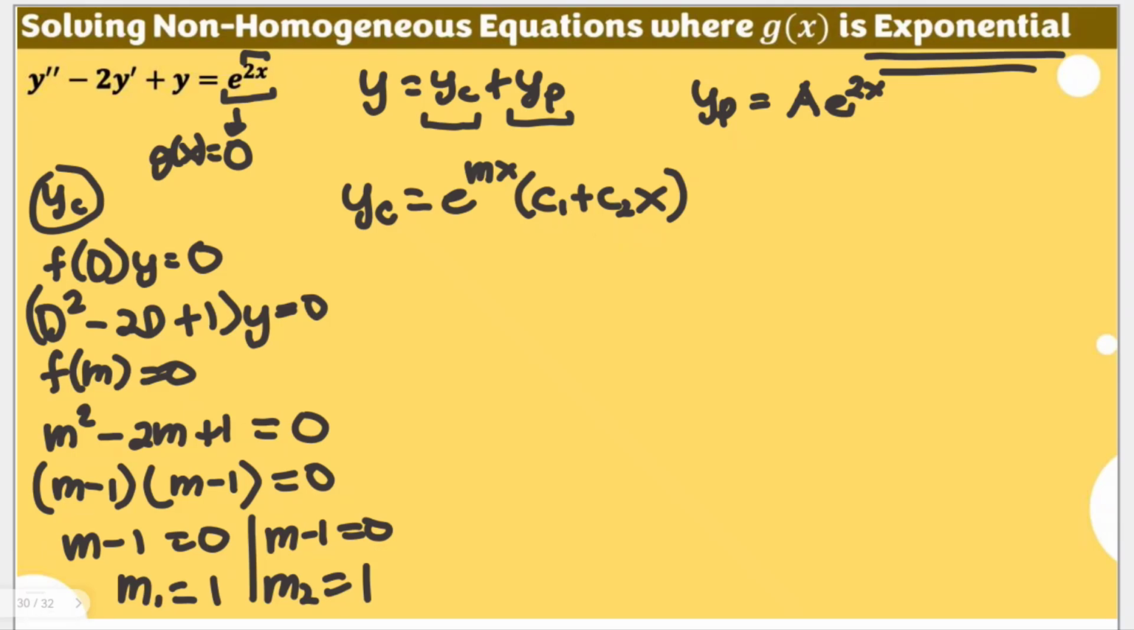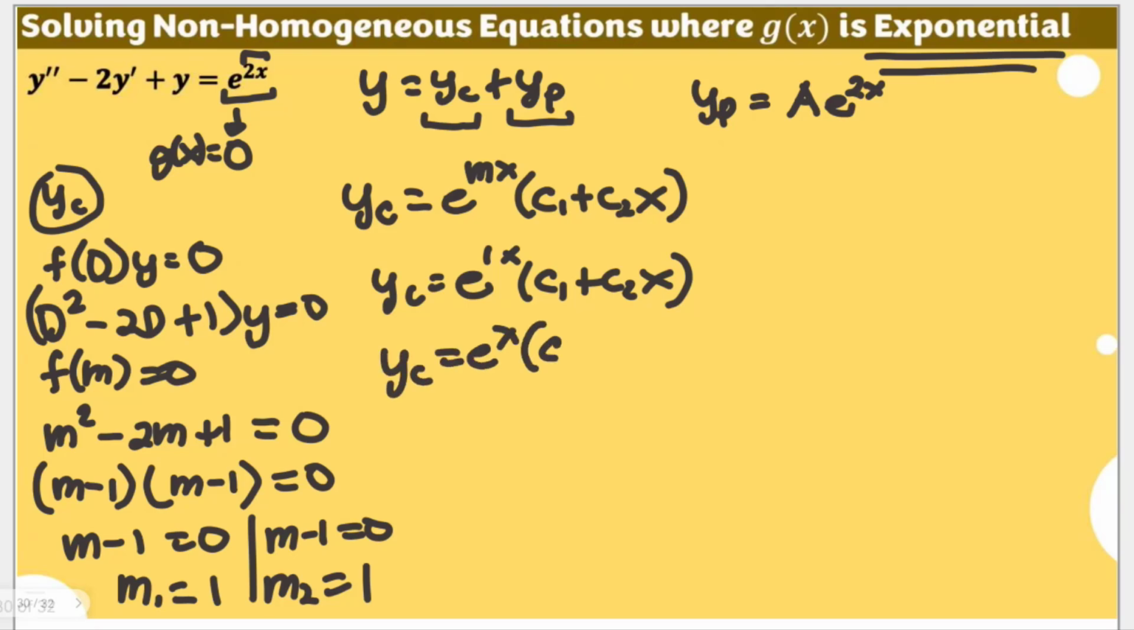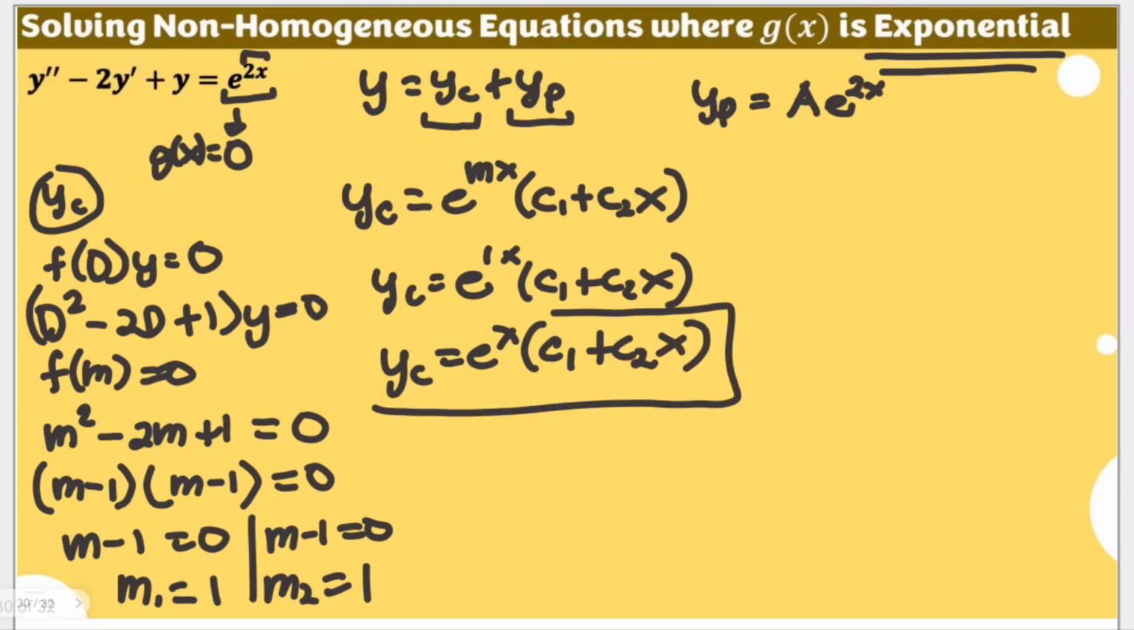So with that, our y sub c is e to the power of your root 1 times x, times c sub 1 plus c sub 2 times x. In short, it could be y sub c equals e to the power of x times c sub 1 plus c sub 2 x. This is already acceptable as the complementary solution of our non-homogeneous equation here. With that, let's proceed to our y sub p.